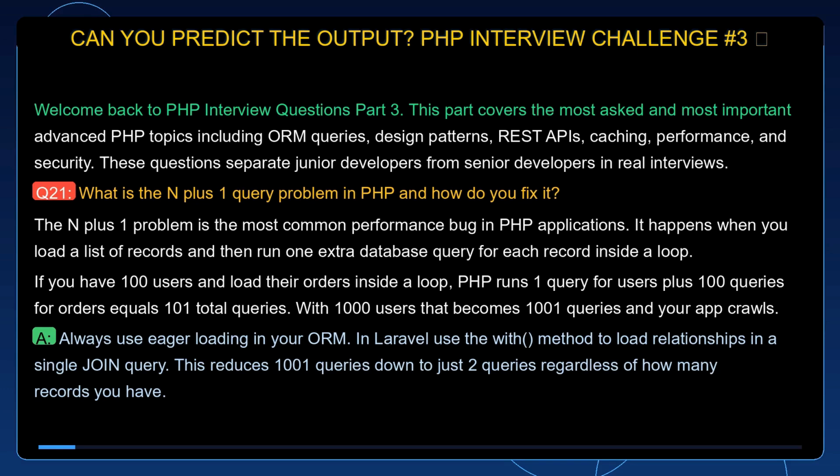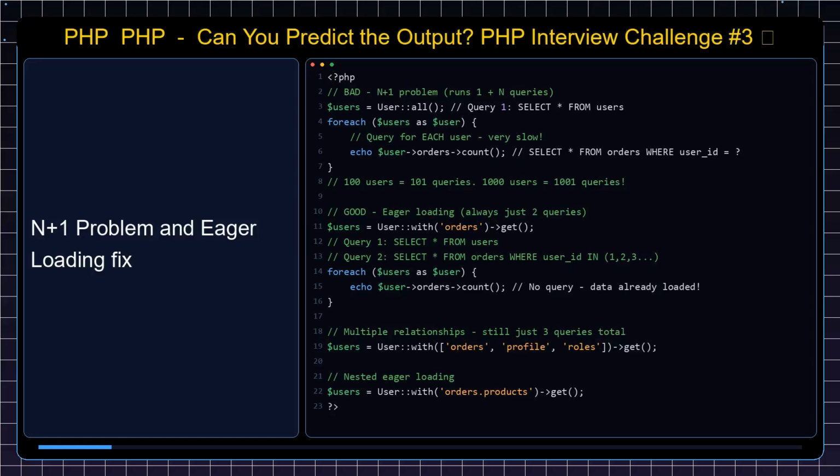A. Always use eager loading in your ORM. In Laravel use the with method to load relationships in a single join query. This reduces 1001 queries down to just 2 queries regardless of how many records you have. N+1 problem and eager loading fix.